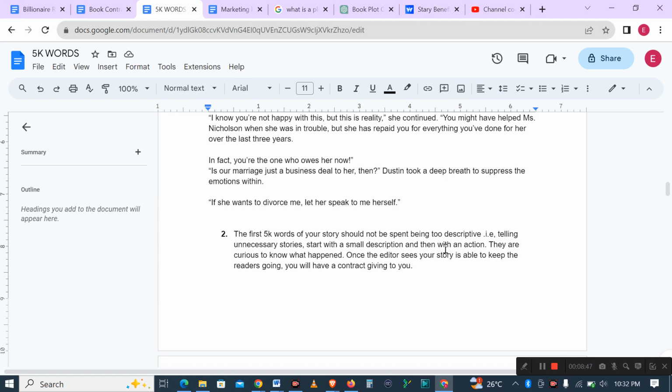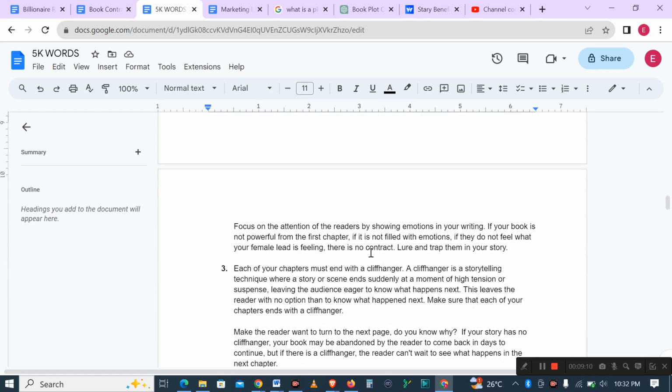Start with a small description and then boom, hit the action. Readers are curious to know what happened in the story. Once the editor confirms that your story can keep readers going, you have a contract given to you. You understand? You have a contract given to you. So it's very important.